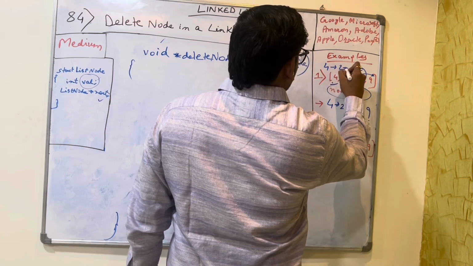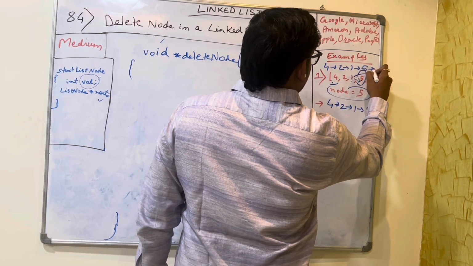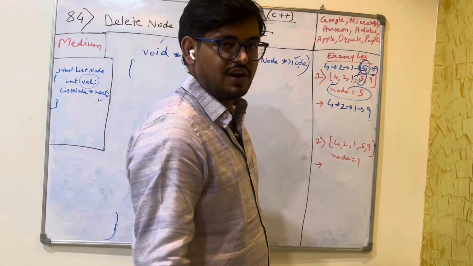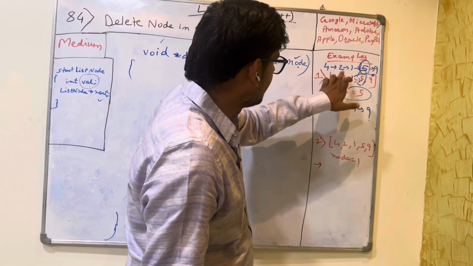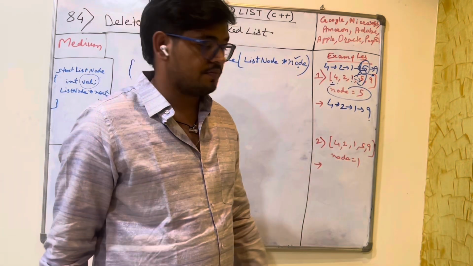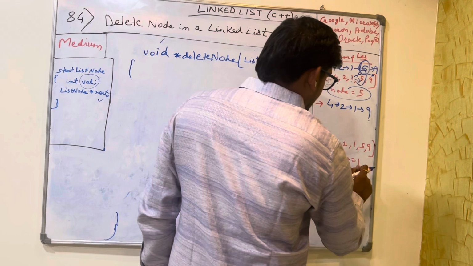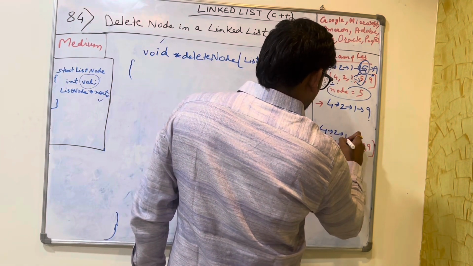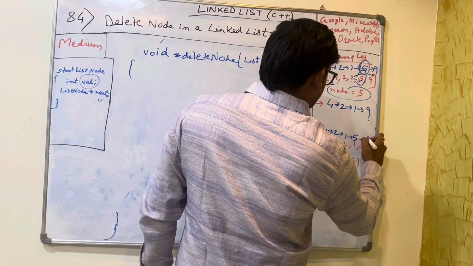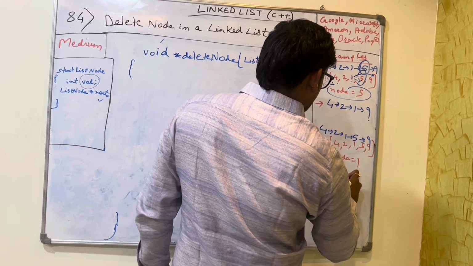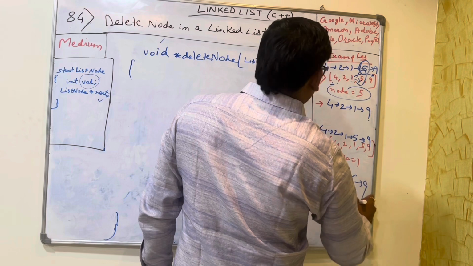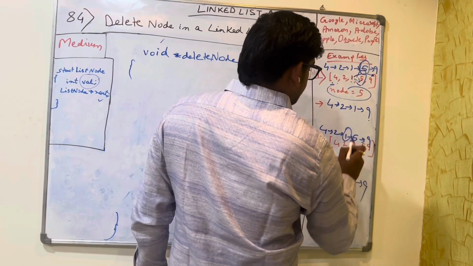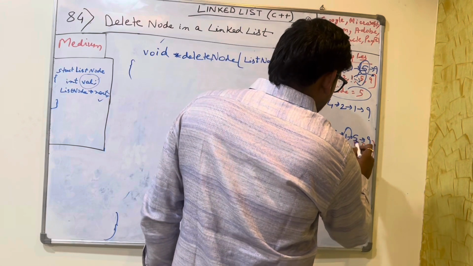4 2 1 9. This is what we want. Currently it is 4 2 1 5 9, right? We need to remove this 5. Now how do we remove this 5? We don't have the head, we just have the node. In this example also, we want to remove 1. So it's given 4, 2, 1, 5 and 9, so our answer would be 4, 2, 5, 9. If the head were there, we could remove this one node, but we are just given this one node here.